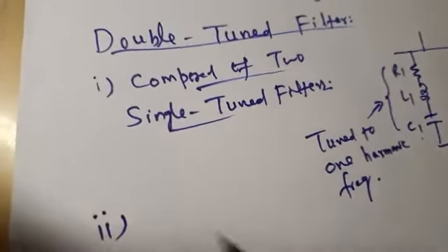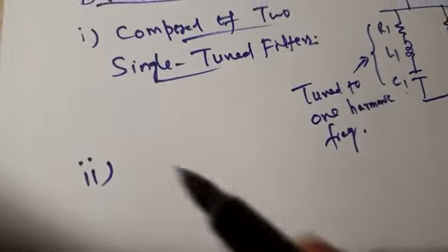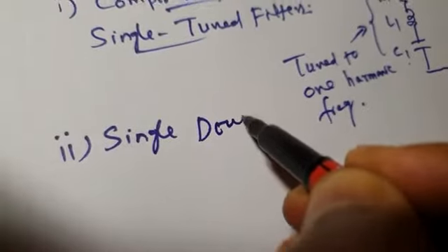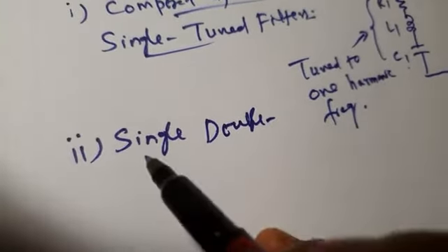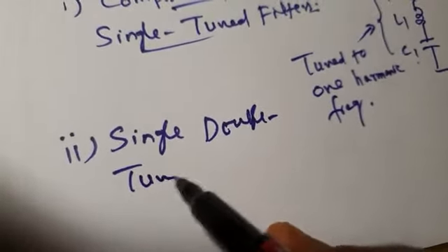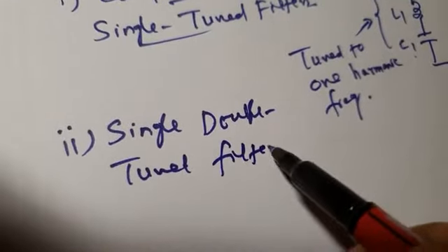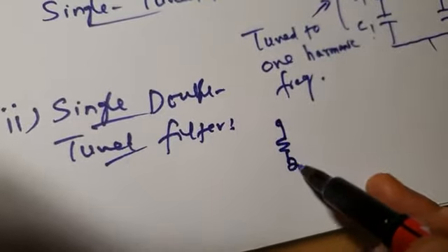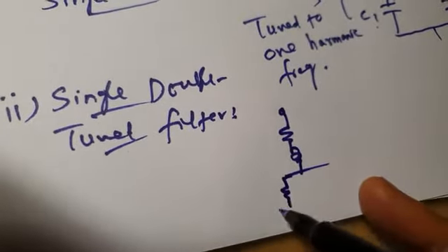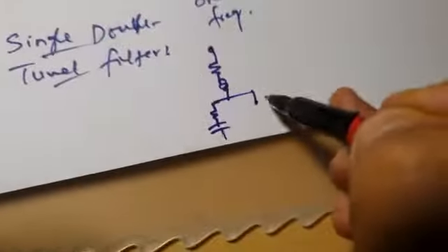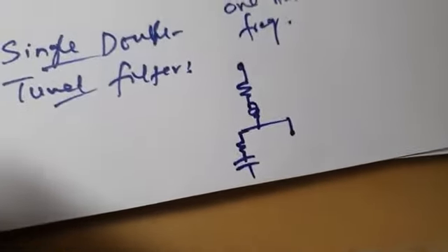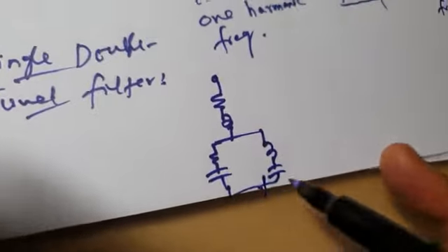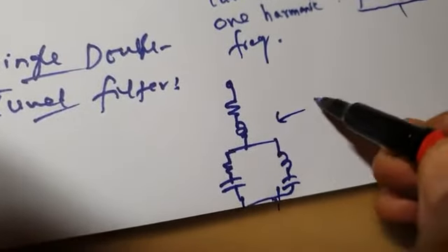But you may have a double tune filter which is also called single double tune filter. I mean, it will not comprise of two single tune filters. It will be a single double tune filter, and it will look like this: R, L, R, C, and L, C. So this is a double tuned filter.